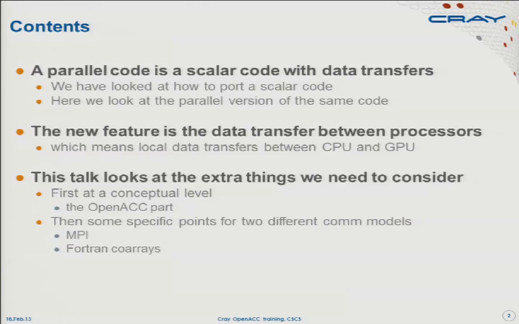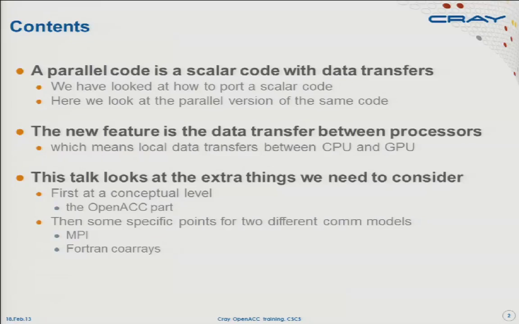I mean, at the risk of giving the game away, a parallel code is just like a scalar code, but with data transfers. You don't ignore the scalar part of the code, and so what we've been talking about so far is scalar optimizations. So for a parallel code, you do go through the same exercise that we did yesterday, looking at a scalar code and tuning the kernels.